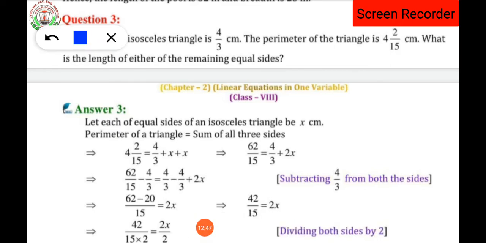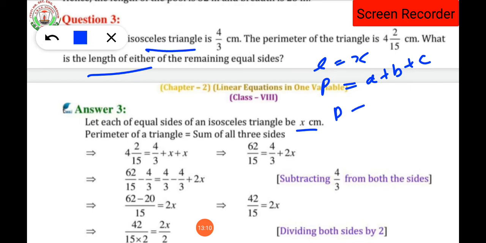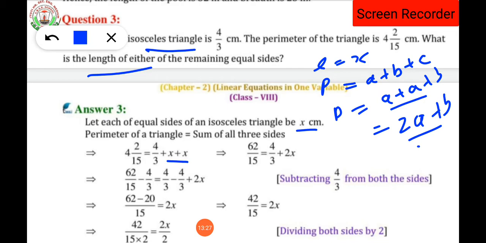Now look, what is the length of either side? So let the length we will consider as x. As we know that the perimeter of a triangle formula is the sum of all sides. That means the sum of all sides is A plus B plus C, and if you are talking about an isosceles triangle, any two sides are equal. That means A plus B, any two sides are equal. The formula will change to 2A plus B for only an isosceles triangle. Okay, then using this formula only we are going to solve this question.